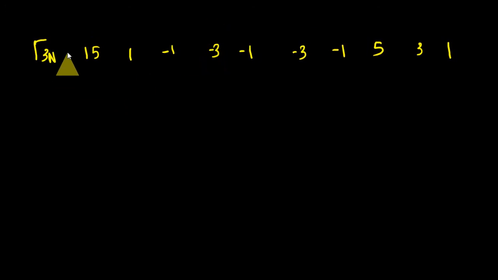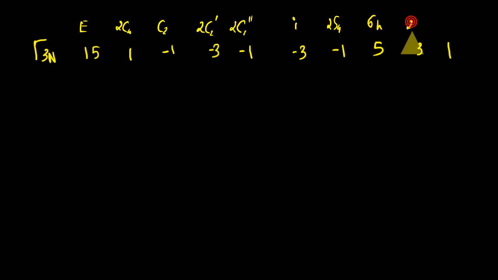You know that this corresponds to E. This is for C4, then this corresponds to C2, this is for C2 prime, this corresponds to C2 double prime, this corresponds to i, then this one corresponds to 2S4, this one to sigma h, this one to 2 sigma v, and this one to 2 sigma d. So I am going to reduce this.